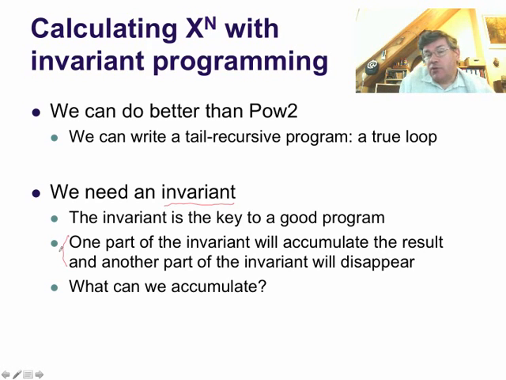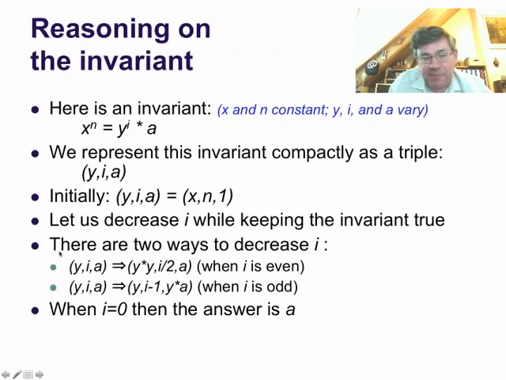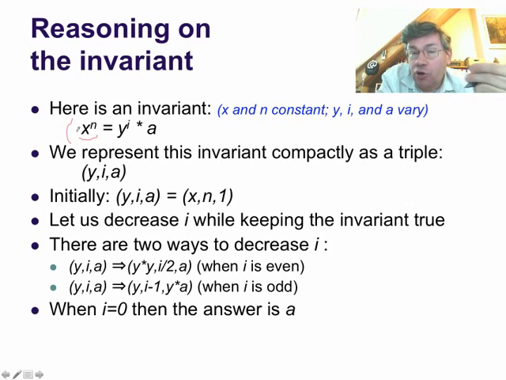In fact, the invariant is not so hard to find. It's quite simple. We're going to use multiplication. x to the n is equal to y to the i times a. Notice here in the left-hand side we have x and n, which are in fact constants during the execution, and y, i, and a are values that can change during the execution. We can have different values as long as the invariant is true.